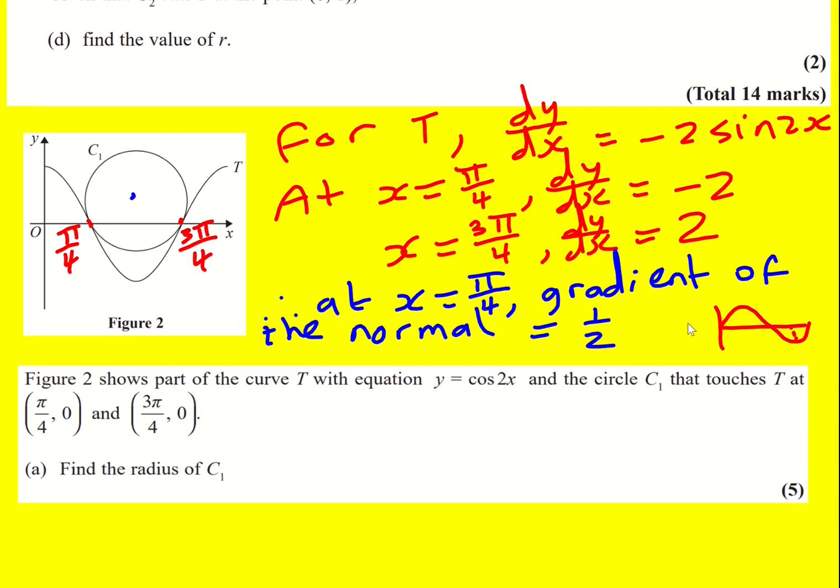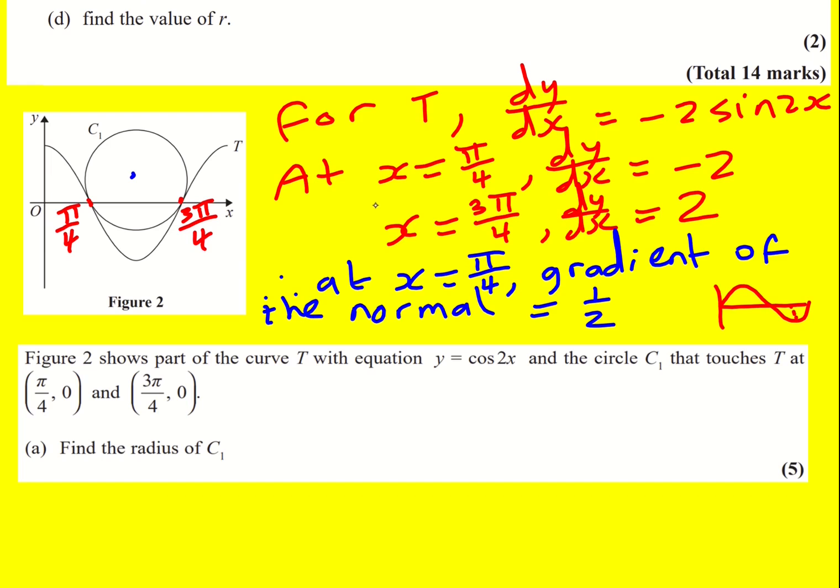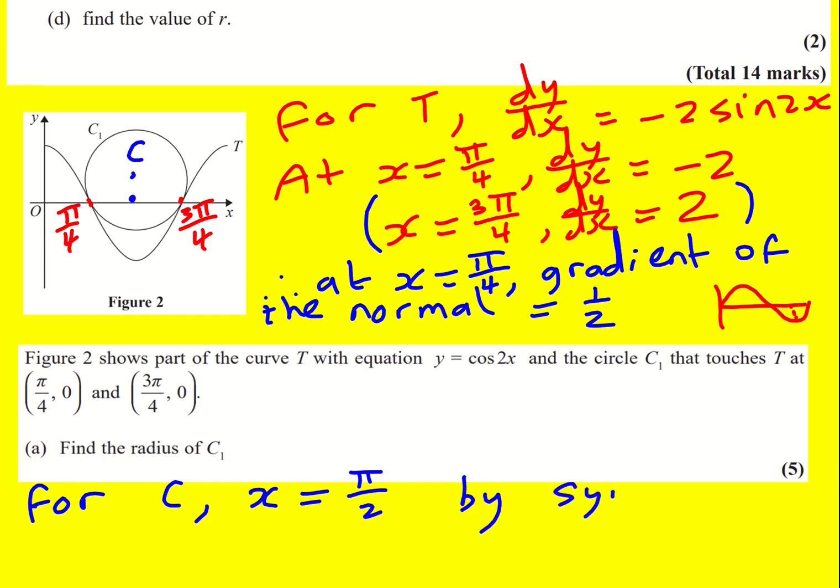Now actually, this is enough information for us to do the question. In fact, we don't even need this bit here. We can see that the center, I don't want to call it the center, I'll call the center C, so you can distinguish it from C1. For the center, x is going to be pi over 2, because there's symmetry going on here with the circle and the curve. So it's got to be the midpoint, halfway in between. So x equals pi over 2 by symmetry.